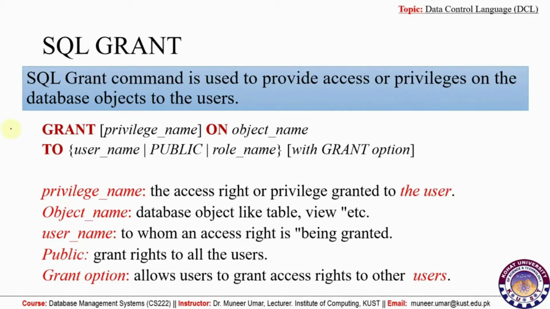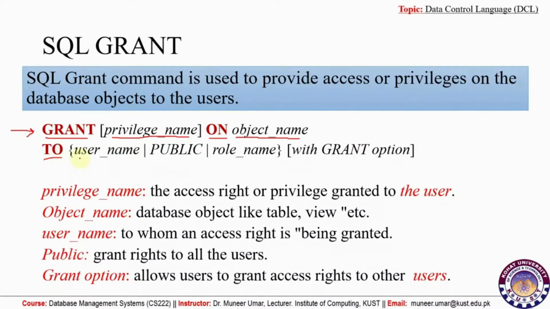The syntax for this command is: grant, this is a keyword, then the privilege name, it can be select, update, delete, execute, anything. Then we have another keyword on, and the name of the object. It can be the entire database, it can be a table, and even it can be a column in a table. We can also apply this on other objects like transactions, functions, views, etc.